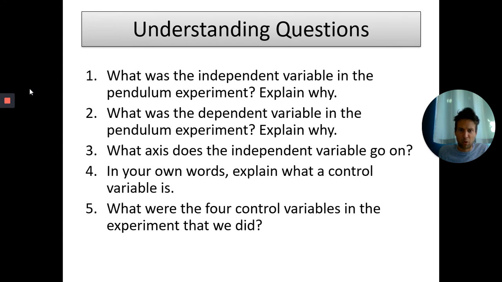Number 5. What were the 4 control variables in the experiment that we did, okay? Gravity is not a control variable, but there were 4 other things that you had to keep the same. And if you're stuck on what those were, go back and look at the actual pendulum lab, and you should be able to figure those out, okay? So pause the video until you have these done, and then there's one more slide of notes.